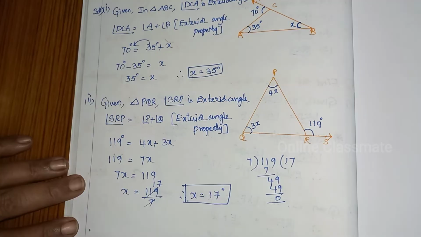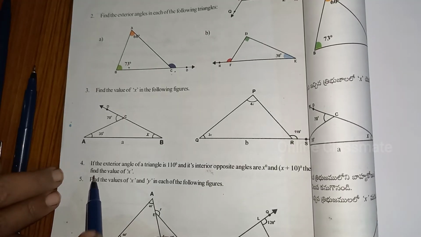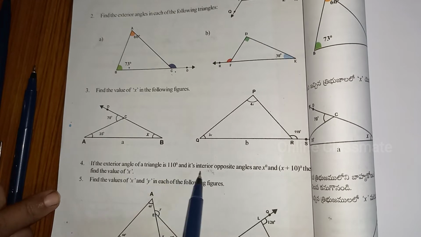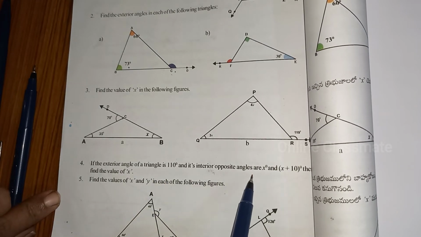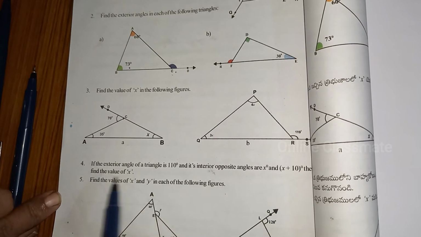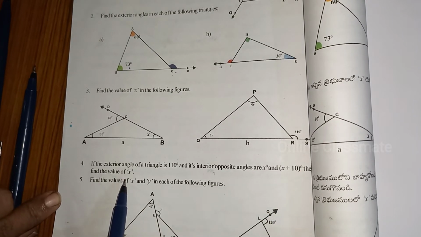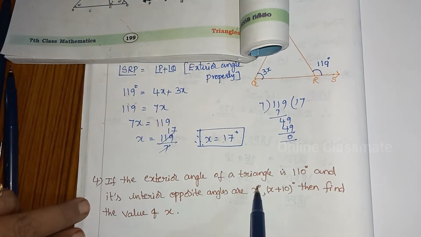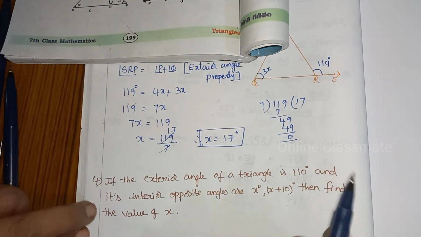Okay. Now, fourth sum. If the exterior angle of a triangle is 110 degrees and its interior opposite angles are x degrees and x plus 10 degrees, then find the value of x. Here, if the exterior angle of a triangle is 110 degrees, draw the figure.